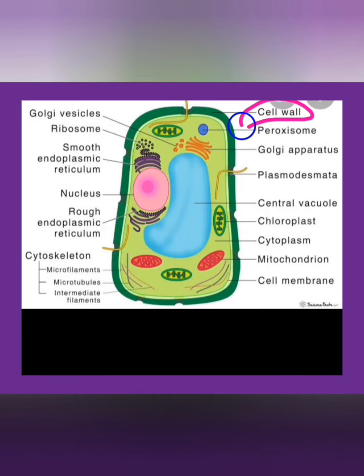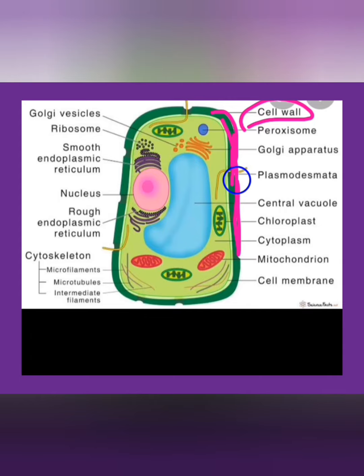Cell wall. Only in plant cell we can find this cell wall. It's an additional support to the cell membrane. Okay, cell walls are made up of cellulose. It's rigid and freely permeable. The cell wall is a freely permeable and non-living part of the plant cell.